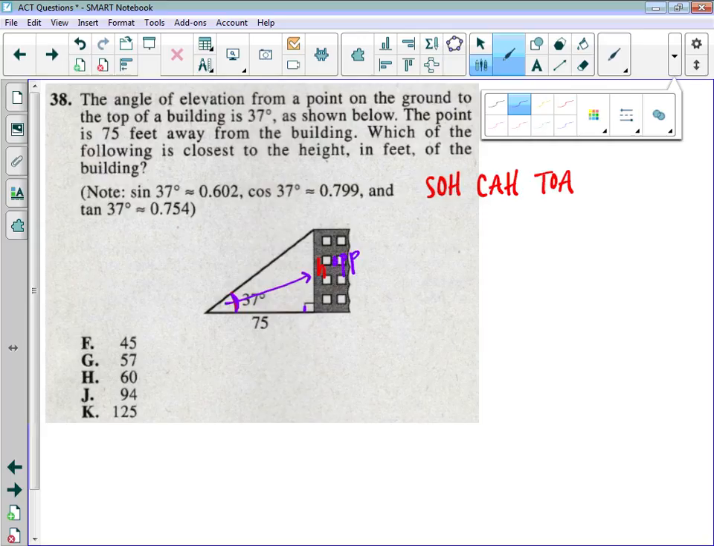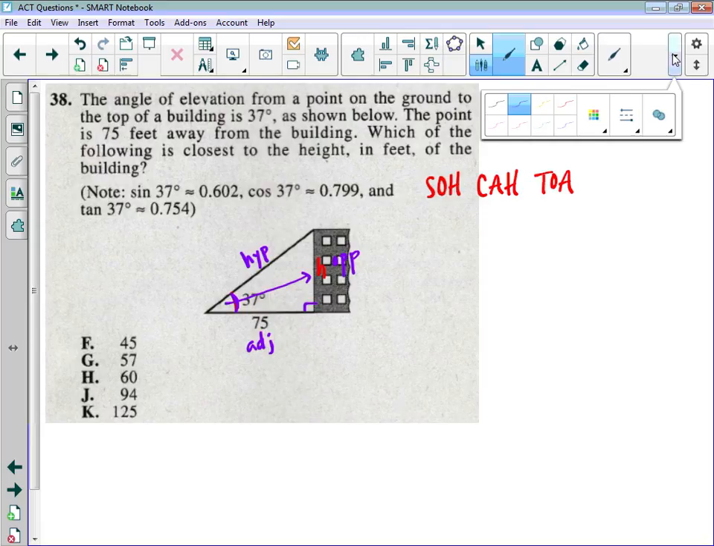Hypotenuse is always across from the 90 degrees, so that would be up here. This is our hypotenuse. It's always the longest side of a right triangle. And so that leaves this one to be adjacent. Adjacent means next to it, so that's what this one is.